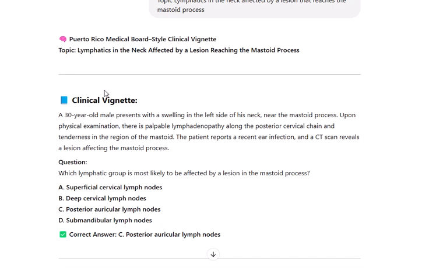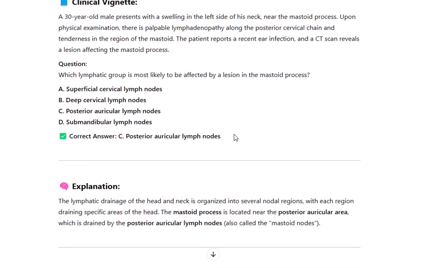Puerto Rico Medical Board style clinical vignette. Topic: lymphatics in the neck affected by a lesion reaching the mastoid process.